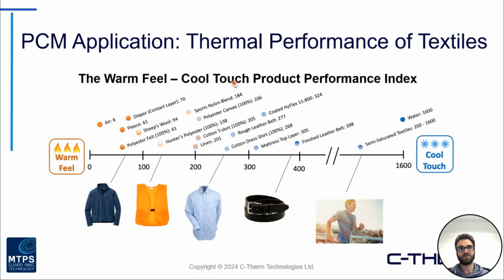The idea behind what we call warm feel, cool touch is related to the thermal effusivity of the sample. So something that is warmer feeling will have a much lower thermal effusivity compared to something more cool to the touch, which is of course higher. But you can see some general examples here, like a fleece or a wool. These are on the lower end.